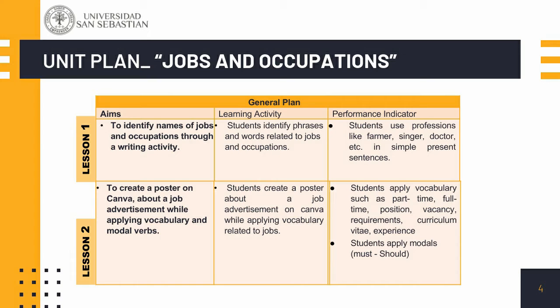Lesson number 2. The aim would be to create a poster on Canva about a job advertisement while applying vocabulary and modal verbs. The learning activity would be students create a poster about a job advertisement on Canva while applying vocabulary related to jobs. The performance indicators are 2. Students apply vocabulary such as part-time, full-time, position, vacancy, requirements, curriculum vitae, experience. And the other one would be students apply modals like must and should.